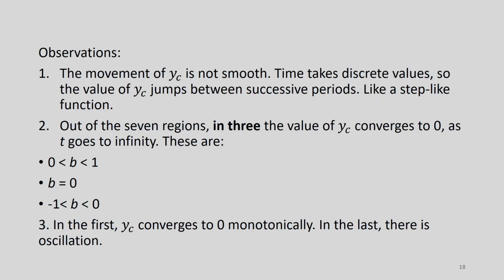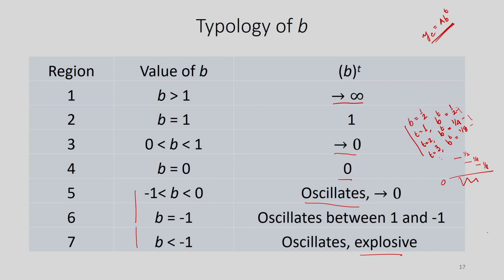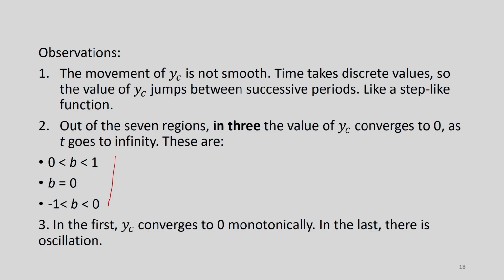Out of the 7 regions that we have listed, in 3 the value of yc converges to 0 as t goes to infinity. These are these 3 cases: b lies between 0 and 1, b is equal to 0, and b lies between -1 and 0. So, these are the 3 cases where you have convergence, right. It is written here more clearly that it goes to 0, it stays at 0 and it oscillates, but again it goes to 0. So, these are the 3 cases where there is convergence.